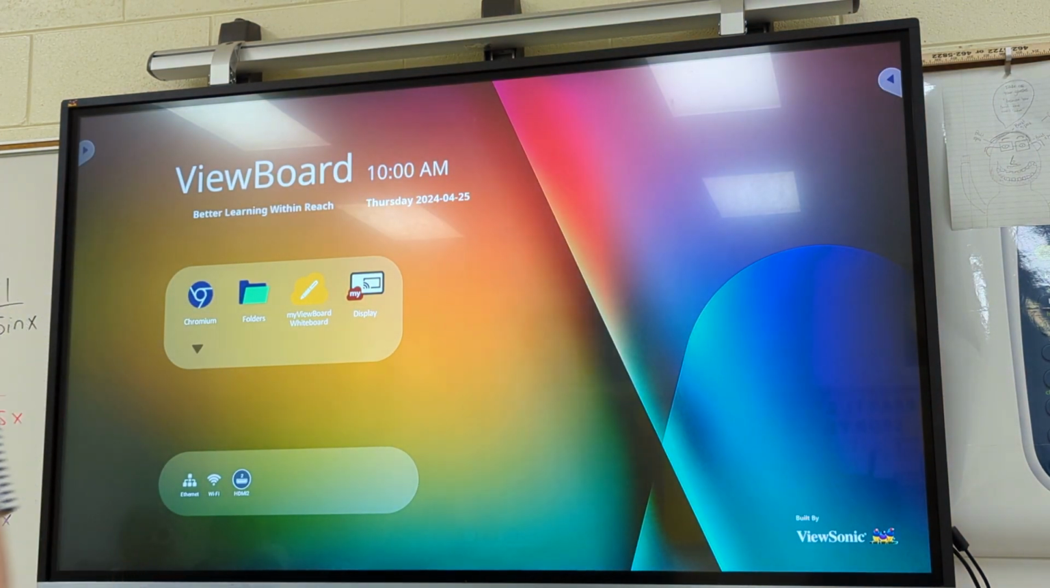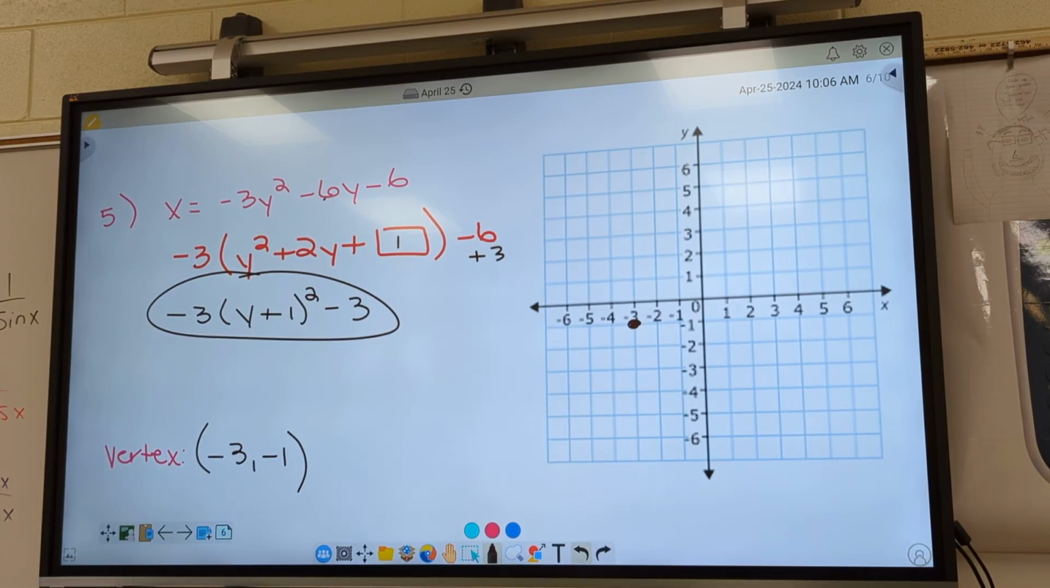It turned off. Yeah. I didn't even get the computer. See, you don't divide the negative 6 on this one. What are you talking about?